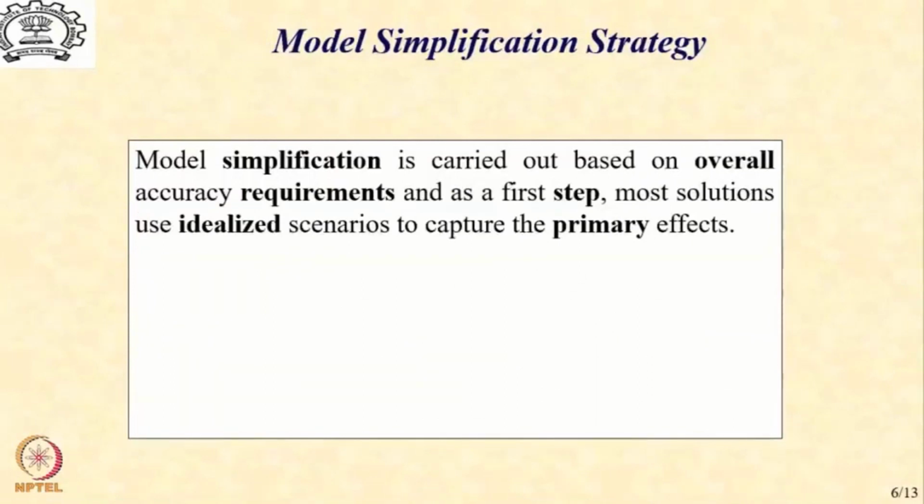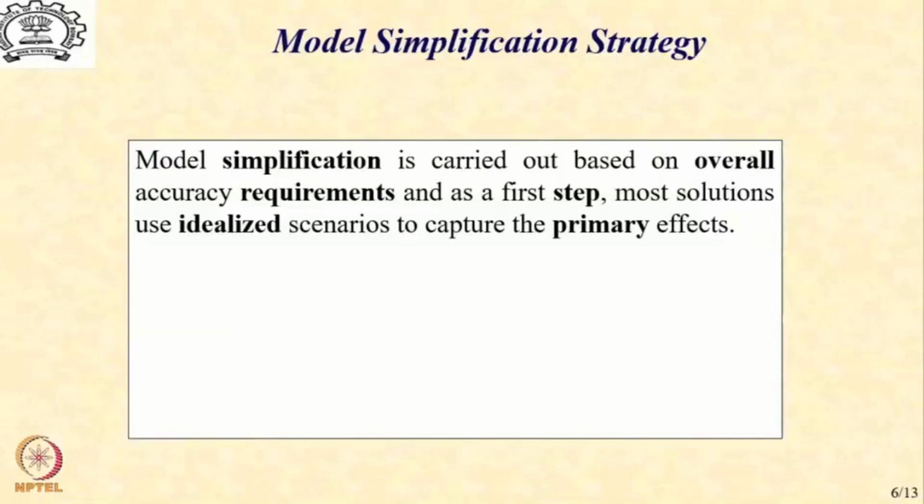So how do we do this model simplification? The strategy for model simplification is based primarily on the overall accuracy requirement of the solution, which means how accurate a solution are you looking at? Are you looking at 1% accurate, 0.1% accurate, or 5% accurate, or even 10% accurate? Once you fix a number, it is possible for you to ignore certain higher order effects which are necessary for achieving those accuracies. And then once you ignore the higher order effects, the equations automatically simplify to a form where simpler solution procedures can be used.